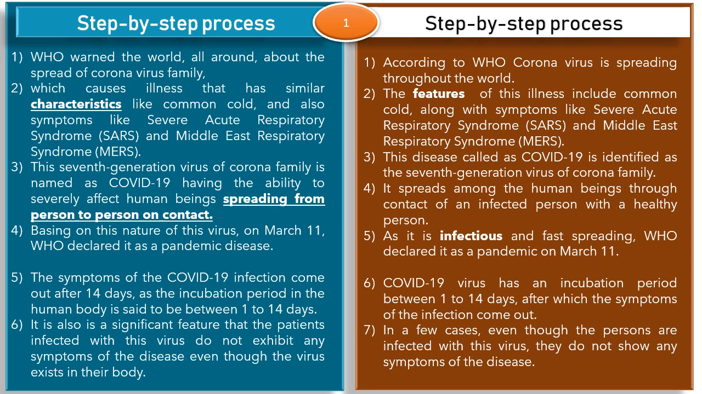The symptoms of COVID-19 infection come out after 14 days, as the incubation period in the human body is said to be between 1 to 14 days. So this has been more simplified here in the paraphrase. COVID-19 virus has an incubation period. I haven't changed the word incubation because it's a scientific word. So I kept the incubation as it is. Incubation period between 1 to 14 days, after which the symptoms of the infection come out.